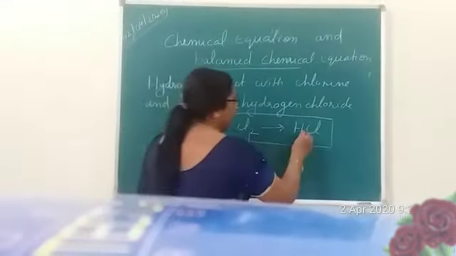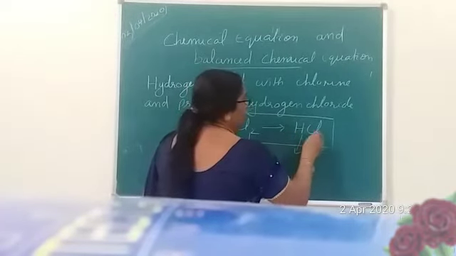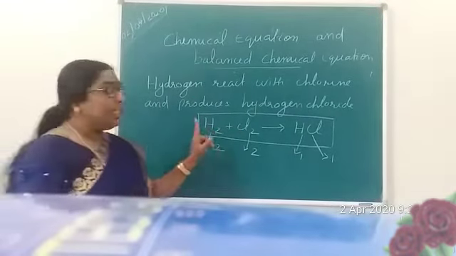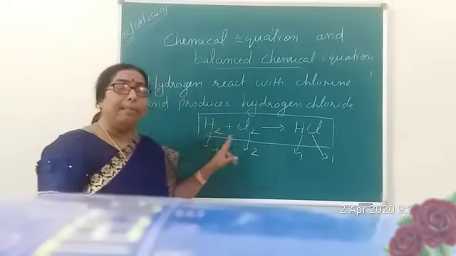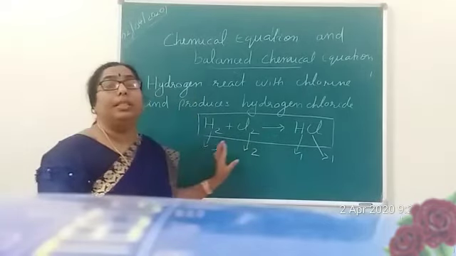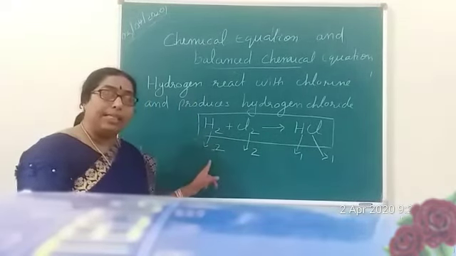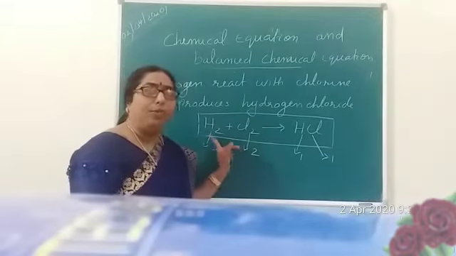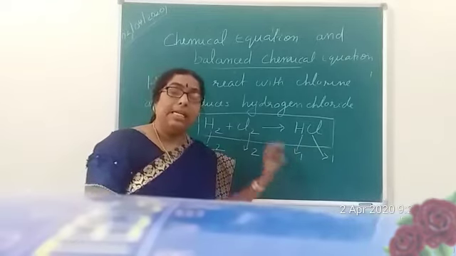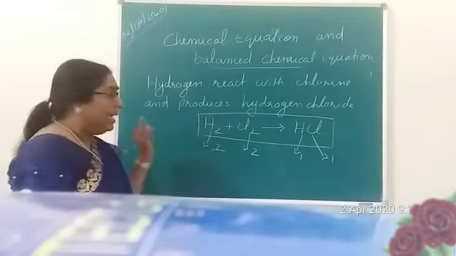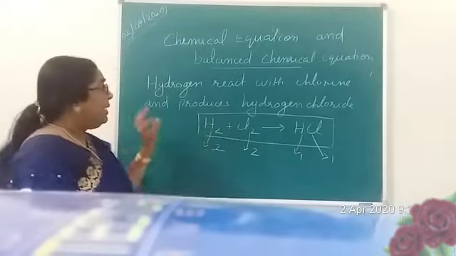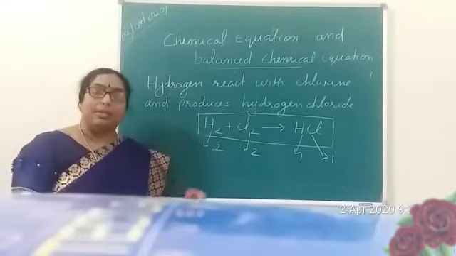And here on the product side, you can see the number of hydrogen atoms is 1 and that of chlorine atoms is also 1. Is it clear, children? In this particular chemical equation, the number of atoms on the reactant side and on the product side are not the same. On the reactant side, you can see 2 atoms each of hydrogen and chlorine, but on the product side there is only one atom each. So this type of chemical equation in which the number of atoms on the reactant and the product side are not the same is termed as simply chemical equation.